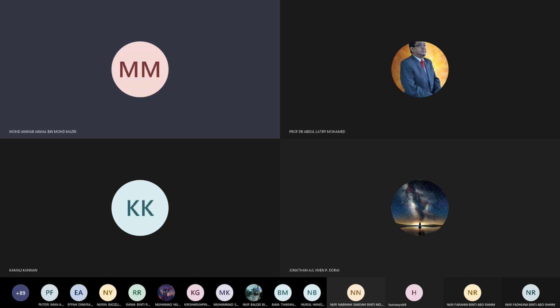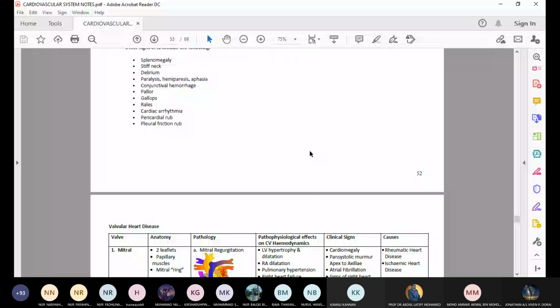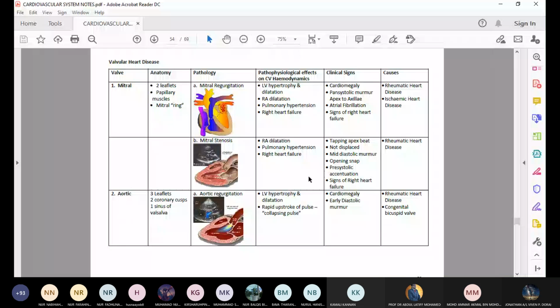Yeah. I want to ask, how about the old people? Where does the valve usually get affected? Okay, in those who have ischemic heart disease, when you have ischemia of the muscles of the heart, the ischemia might affect the papillary muscles, okay? Because the papillary muscle is part of the myocardium.